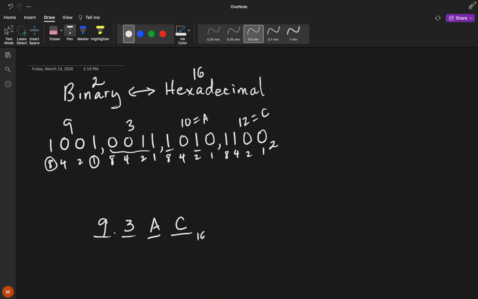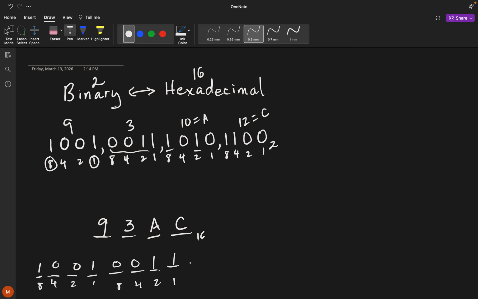And just as we saw before, we can go the other direction easily. We can say 1, 2, 4, 8. And we can say that's 9. 1, 2, 4, 8. 8 plus 1 is 9. And then we can say 8, 4, 2, 1. 8, 4, 2, 1. And we make 3 there. 2 plus 1 is 3.